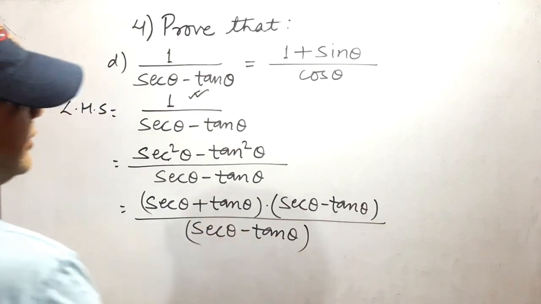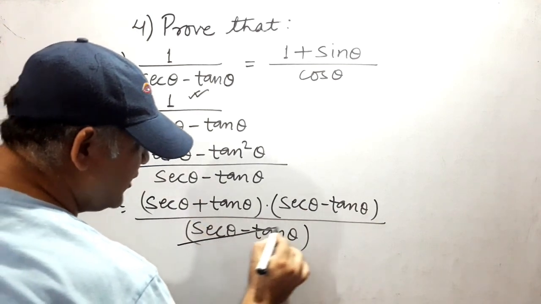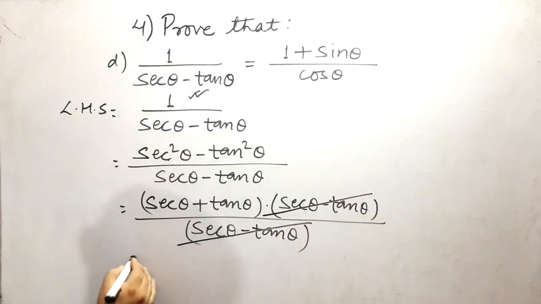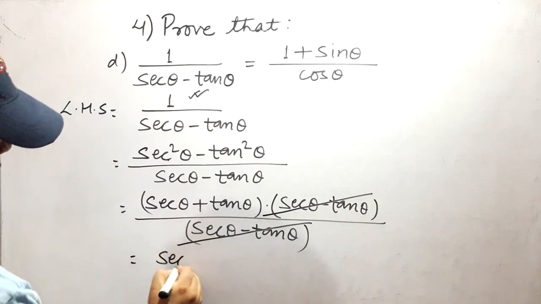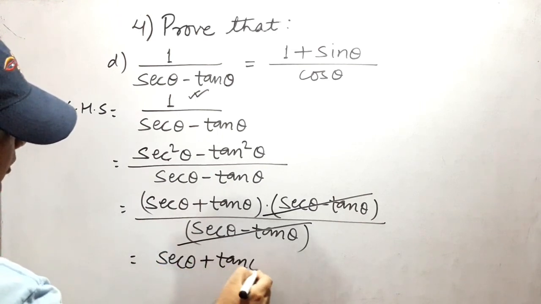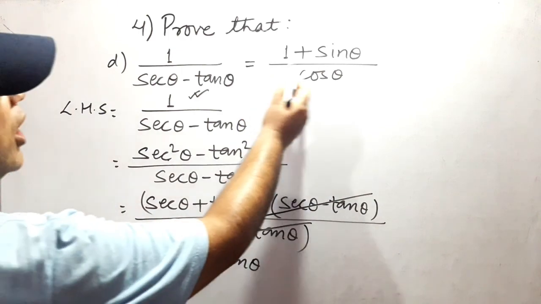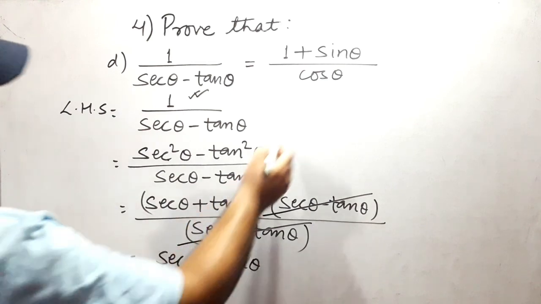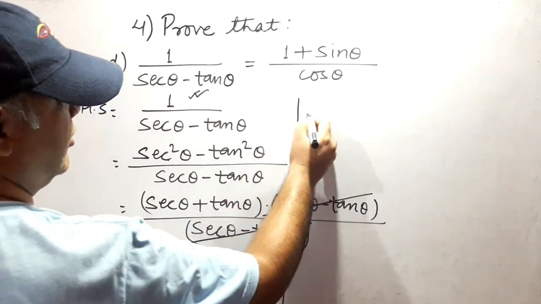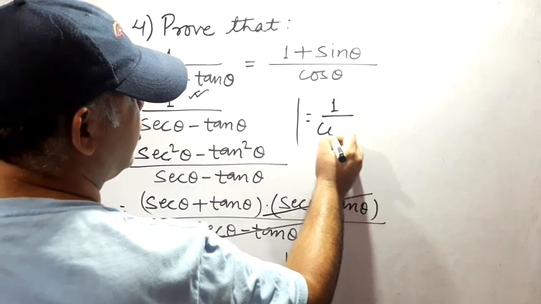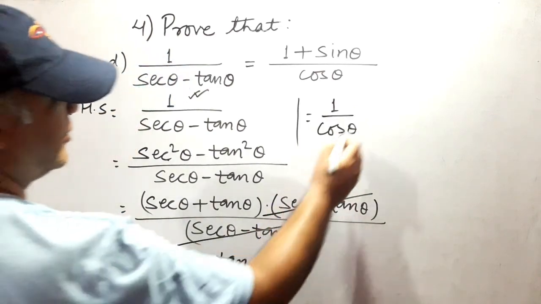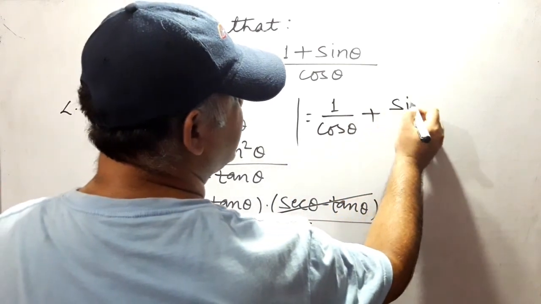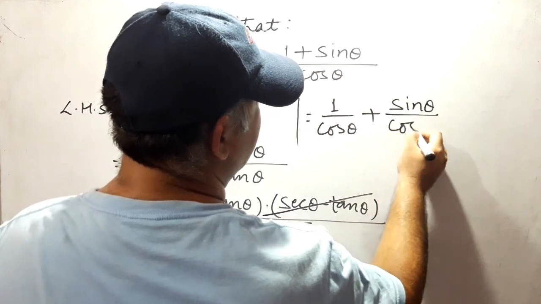I shall keep this in brackets. Now this sec theta minus tan theta in the denominator and this sec theta minus tan theta in the numerator get cancelled. We have the remaining terms sec theta plus tan theta. Let's see the right hand side, we have 1 plus sin theta by cos theta. So let's change the sec theta in terms of 1 by cos theta. We have 1 by cos theta plus tan theta, which can be written in terms of sin theta and cos theta, that is sin theta by cos theta.